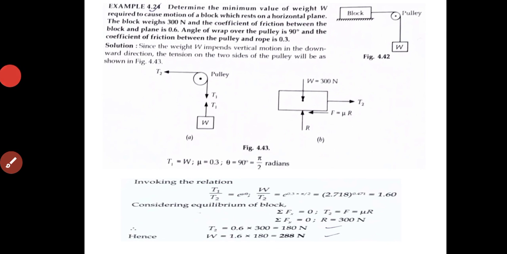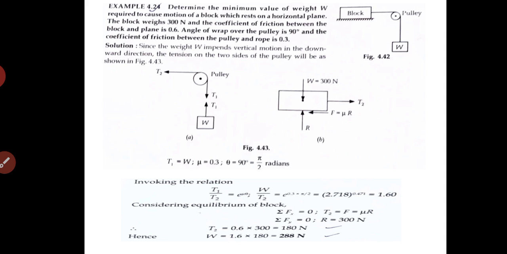Now considering the equilibrium of the block, summation Fx equal to 0 gives T2 equal to F, which is mu R, and summation Fy equal to 0 means R equal to 300 Newton. Then T2 equals 0.6 into 300, that is 180 Newton. W should be 1.6 into 180, that is 288 Newton. I think this was a very simple problem.